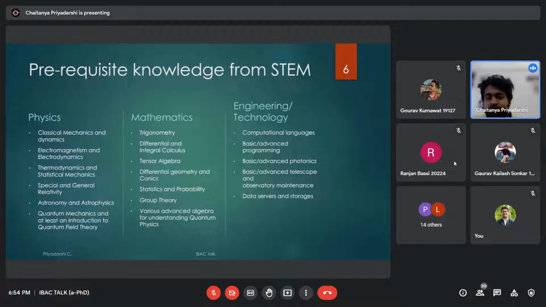And in the engineering and technology section, we need to know certain computational languages. We need to have some basic or advanced programming expertise. For astronomy, you basically need some knowledge about photonics. It can be advanced or some basic level as well. And definitely we have to understand how to maintain the telescope or observatory or the detector that we are working with. So there is a significant need of people with such a knowledge base. And obviously we work with large data servers and data storages, so we need to understand how they work and how we can operate with them.